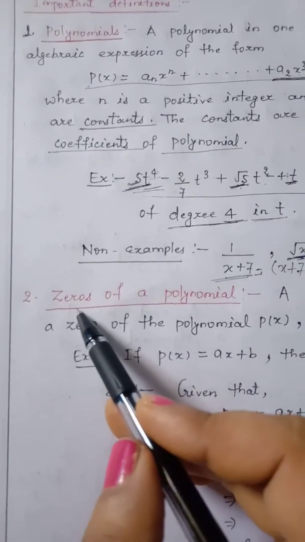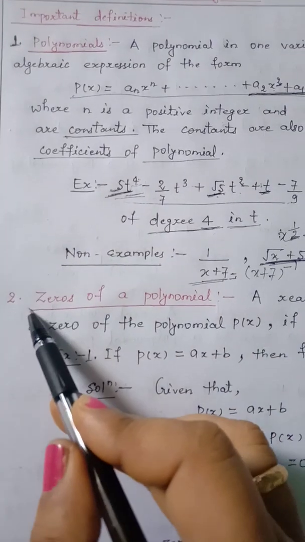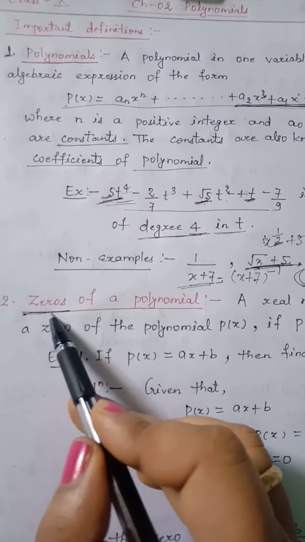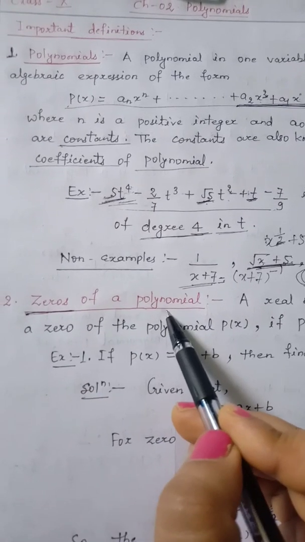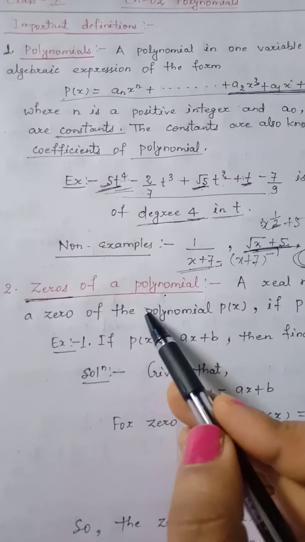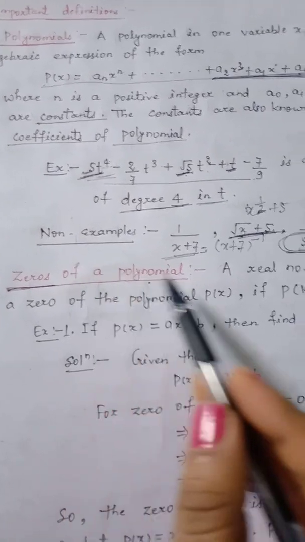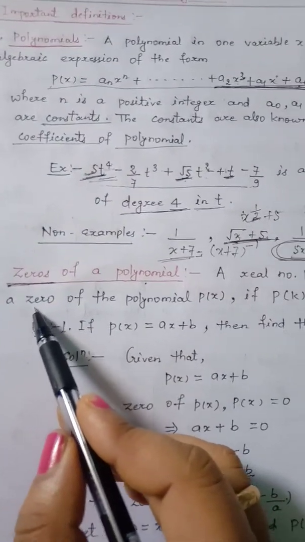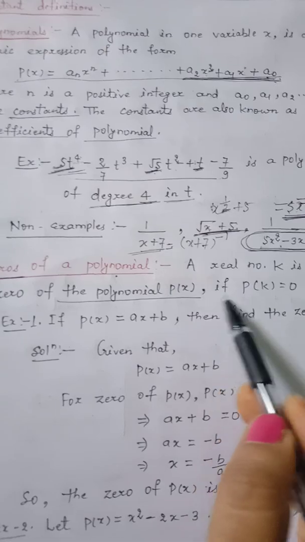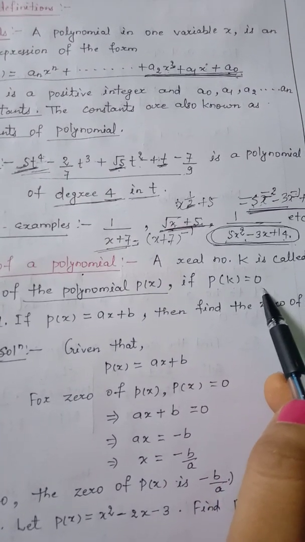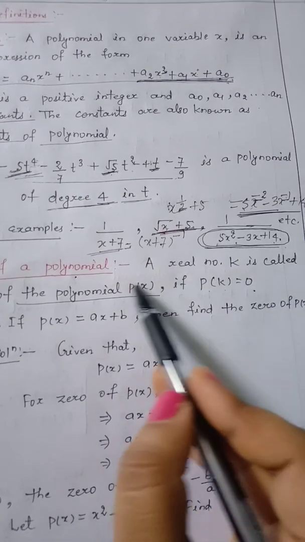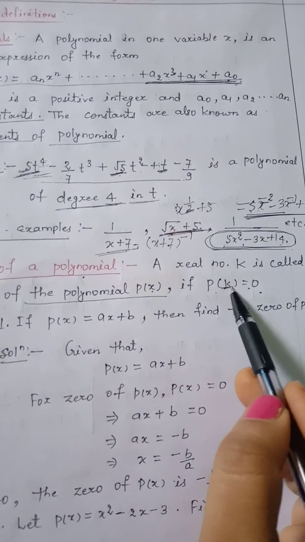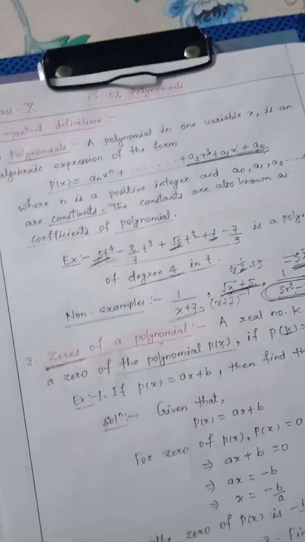Now the second definition: zeros of a polynomial. Zeros means the value of the polynomial which satisfies the polynomial, and if finally we get 0, it means this is the zero. So a real number k is called a zero of the polynomial p(x) if p(k) equals 0. If we put the value of k in p(x) and we get 0, it means this k is known as a zero of the polynomial p(x).